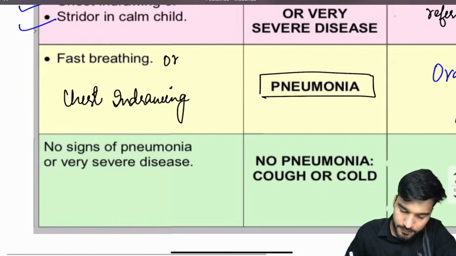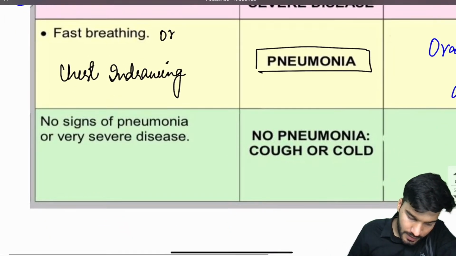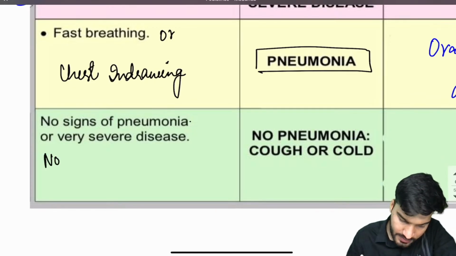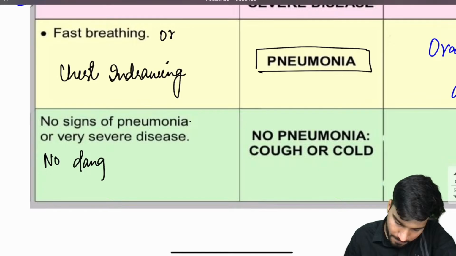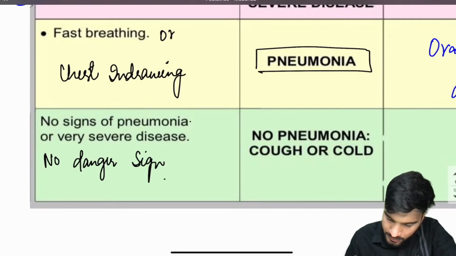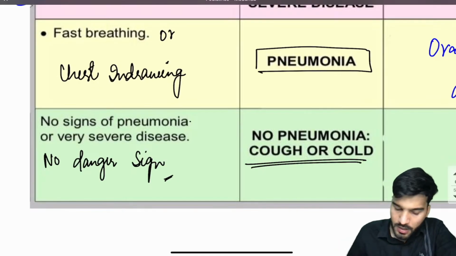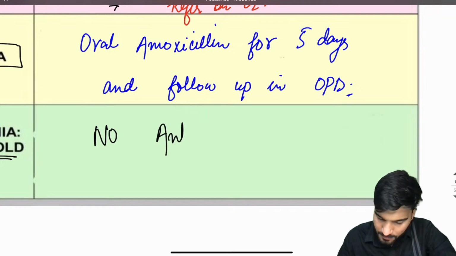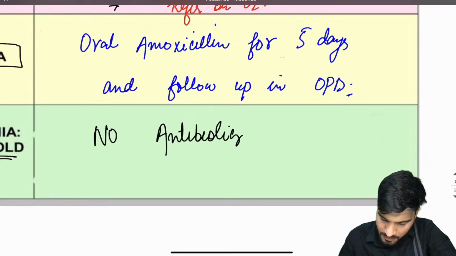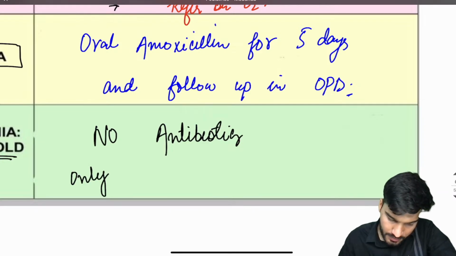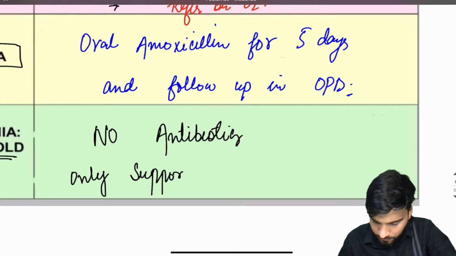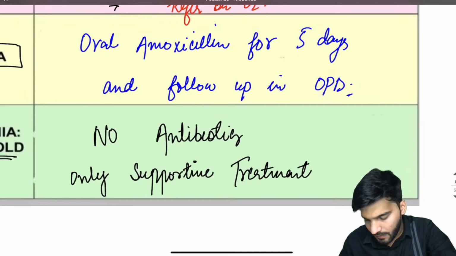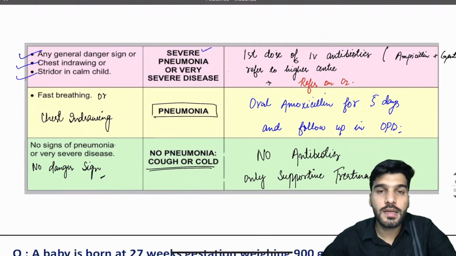And if there are no signs of pneumonia or very severe disease, no danger signs present, that is no pneumonia, just cough or cold, so what exactly do you need to do? No antibiotics, only supportive treatment.